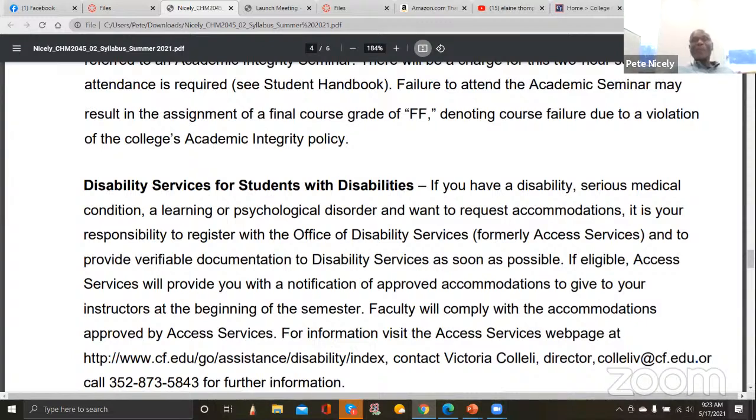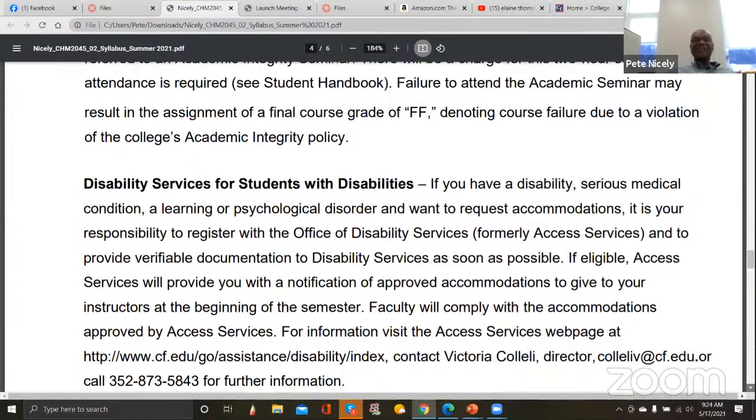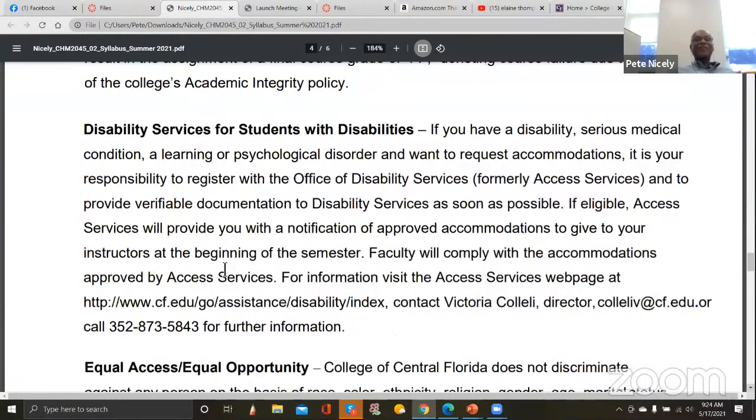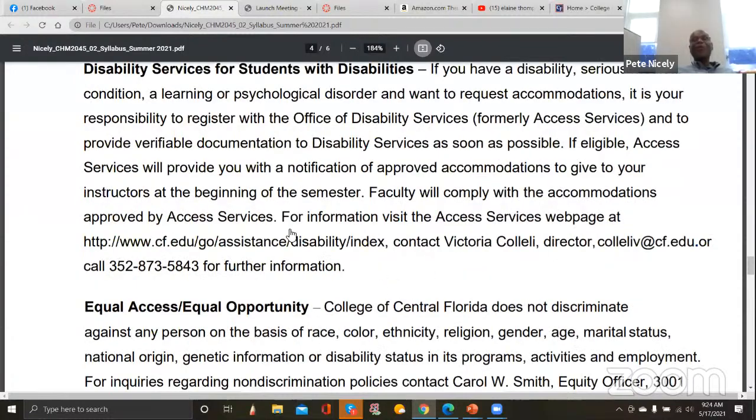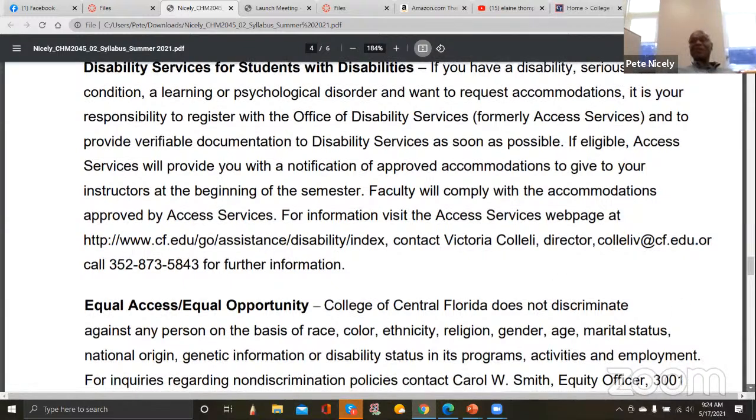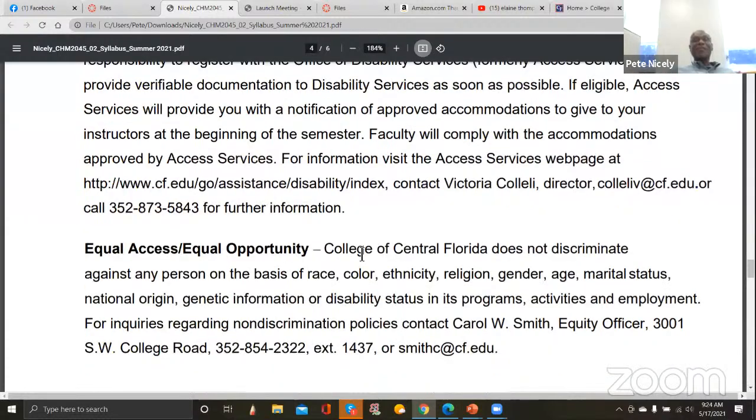Now, it says here contact Victoria Colelli, but she's not with us anymore. And I'm not sure if they hired her replacement, but you can call the phone number provided, as you can see here, for further information. All right, or there's a web page as well that is provided. So you can check that out to get more information concerning how you go about getting accommodations if you have a particular disability.